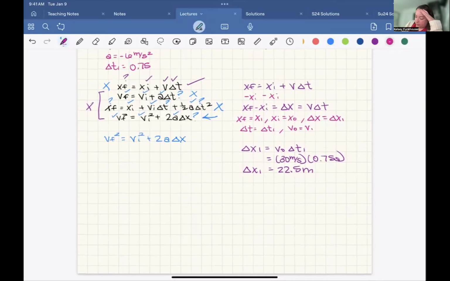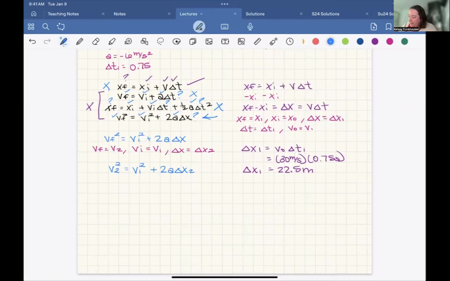Let's define the variables in this situation. V final is velocity 2. V initial is velocity 1. And the displacement here is displacement 2. Cool. Now we can solve for the displacement. Oh, no, let's write these with the labels we just gave. V2 squared equals V1 squared plus 2a delta x2.